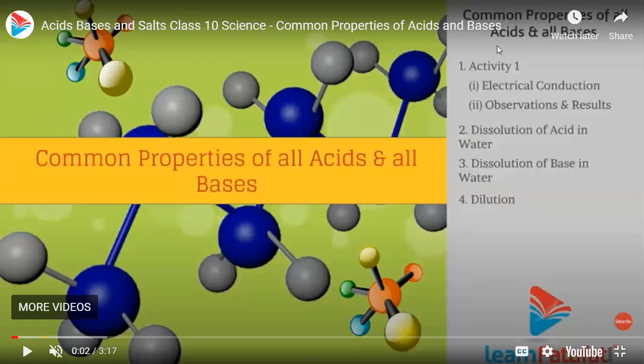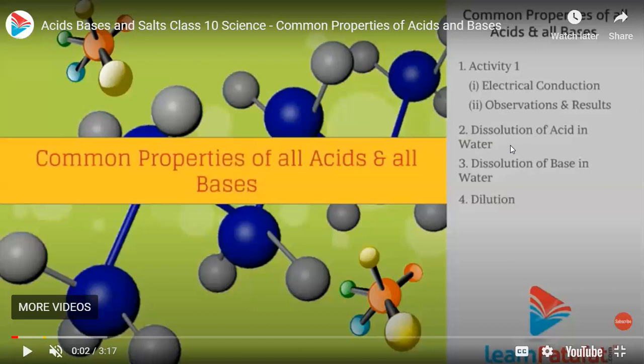Today we are going to learn about the common properties of acids and bases through a few small activities. The first activity is very basic and general: whenever ions are produced from a solution, they lead to the production of electric current. This is what we are going to prove today through the first activity, which is why we've written electrical conduction over here. The ions will lead to electrical conduction.